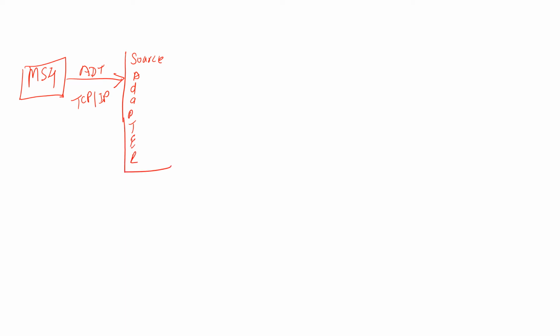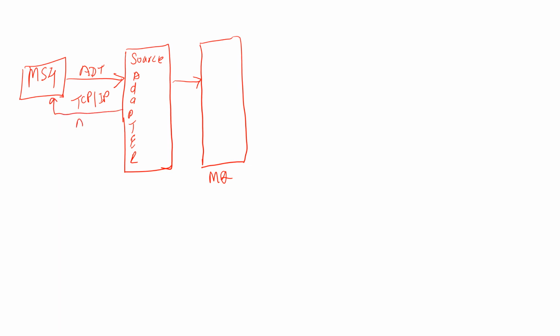So this is our source system MS4, publishing ADT data through TCP/IP to the source adapter. It connects with the MQ. In this case, we have taken MQ for reliability. We are looking for assurance of the data delivery. We don't want to lose any data. So Q1 is receiving this data. This is going to publish to the broker.